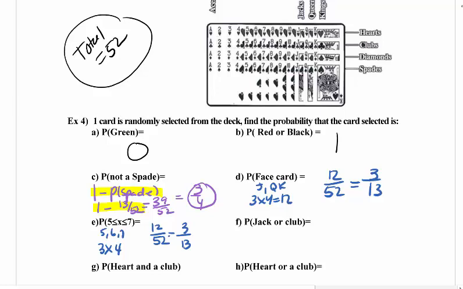A jack or a club. Jacks, there are 4 jacks in the deck, right? Clubs, we've said there's 13 per suit. But this is where you've got to be careful because we can't include something twice. So there is 1 jack that is a club. So there's 1 overlap. So 17 minus 1 gives me 16/52. That's divisible by 4, top and bottom, which gives me 4/13.